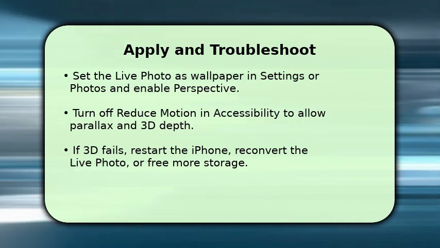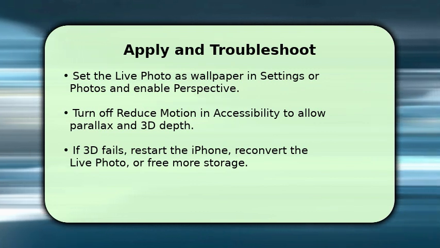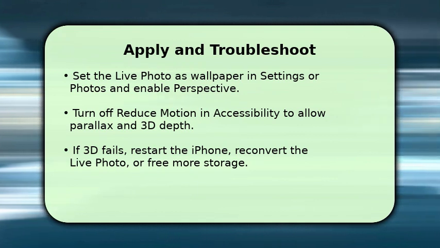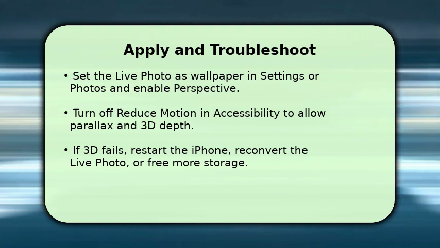Disable Reduce Motion under Accessibility to allow the parallax 3D effect to work properly. If the 3D effect does not appear, restart the iPhone and reconvert the source live photo. Free additional storage if processing still fails to complete.